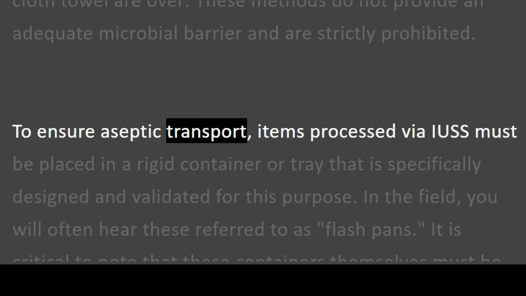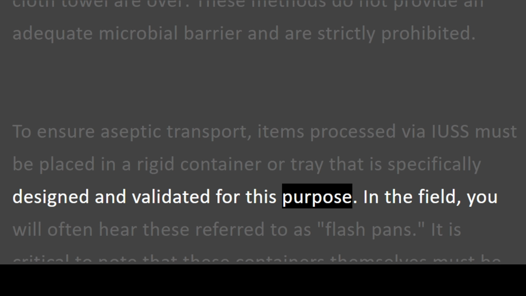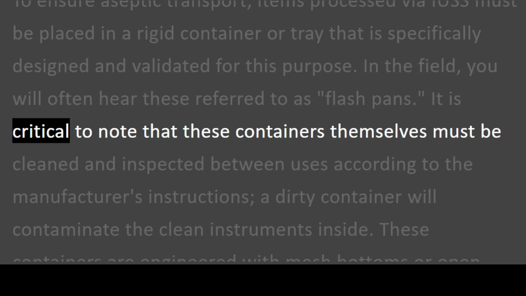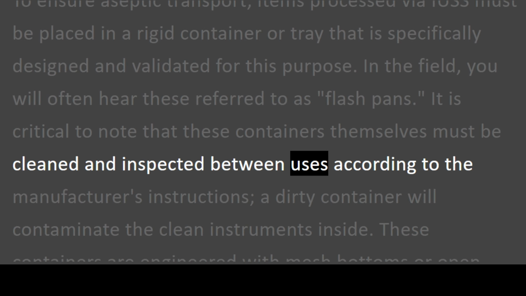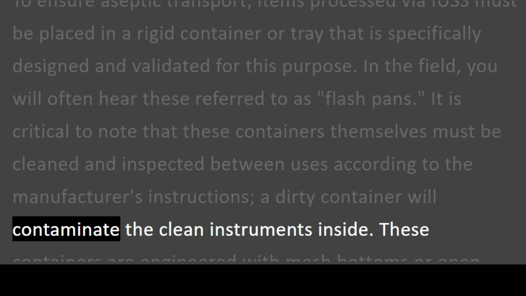To ensure aseptic transport, items processed via IUSS must be placed in a rigid container or tray that is specifically designed and validated for this purpose. In the field, you will often hear these referred to as flash pans. It is critical to note that these containers themselves must be cleaned and inspected between uses according to the manufacturer's instructions. A dirty container will contaminate the clean instruments inside.